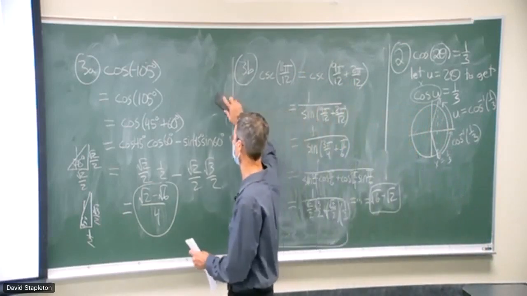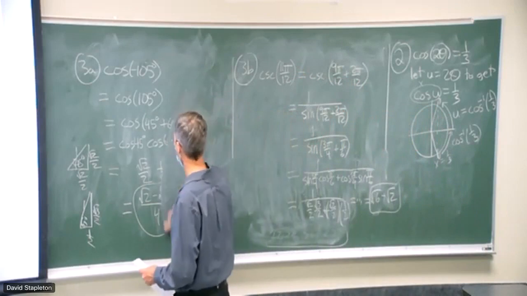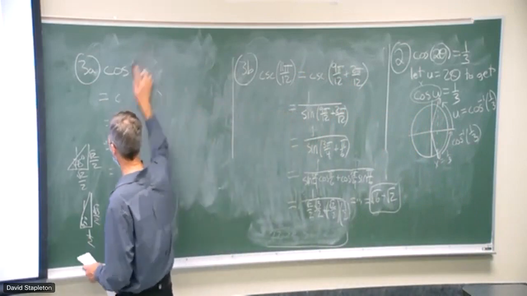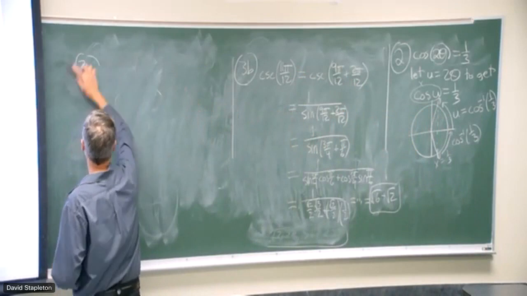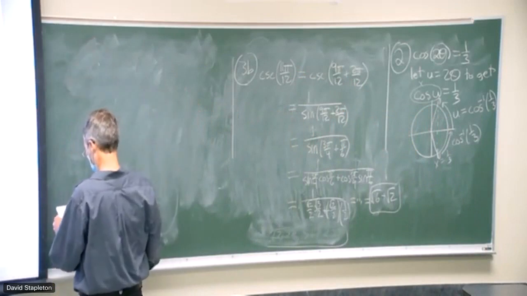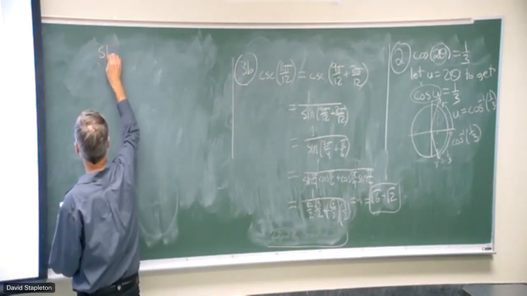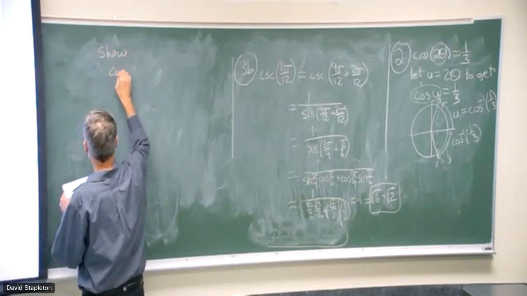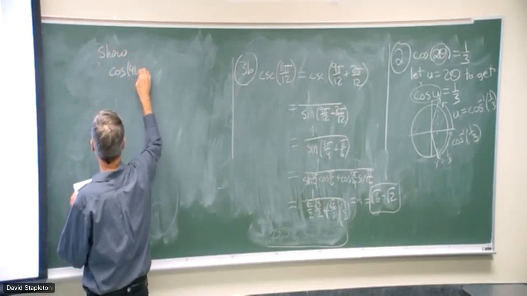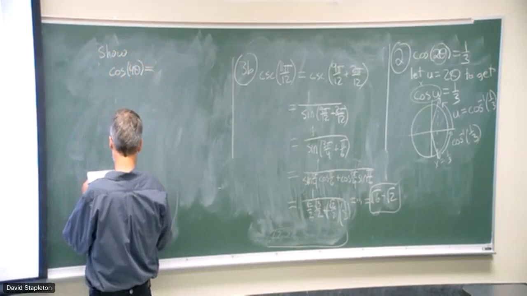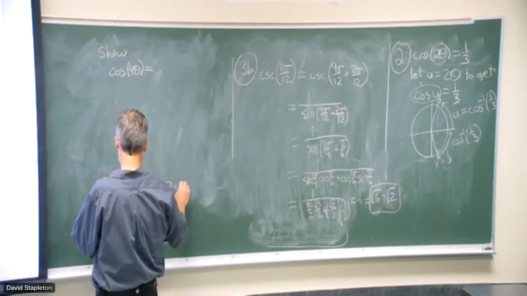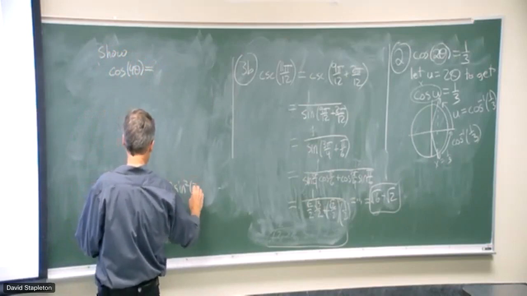Here's number 4, to establish an identity. I think these are kind of hard. They're always intimidating, these proofs. Show that cosine of 4 theta equals 1 minus 2 sine squared 2 theta.